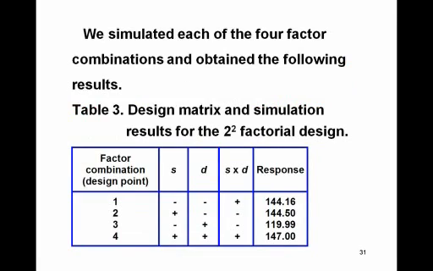And we went off and simulated these four factor combinations. We see our design matrix here, our four design points. If we look at little s and little d, it's the way we talked about before. Little s goes minus, plus, minus, plus, and then little d goes minus, minus, plus, plus. We can take the dot or scalar product of those two columns and we get the s cross d column. Multiplying minus times minus, we get plus. Design point 2, if we multiply plus times minus, we get minus. So we're going to run our simulation at those four design points or combinations.